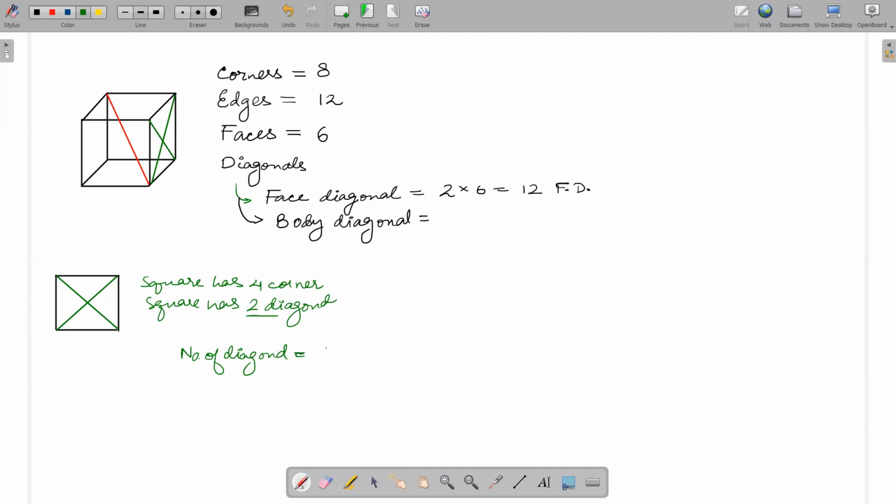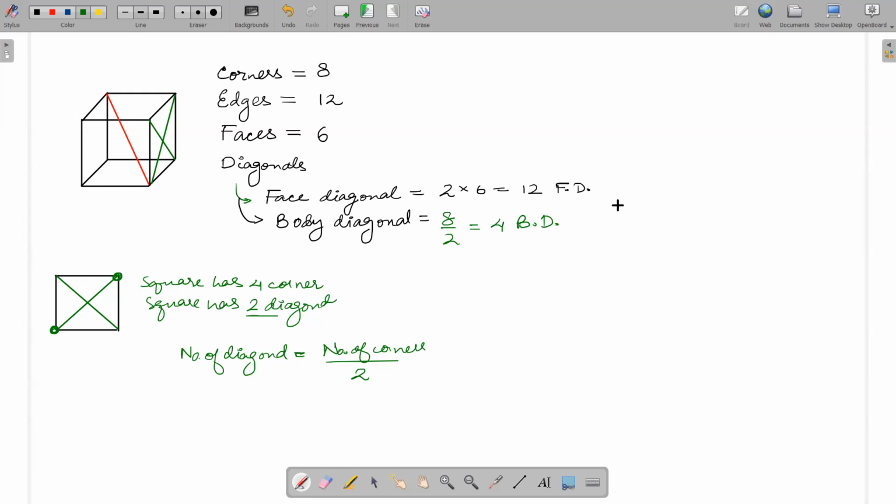So the number of diagonals is equal to the number of corners divided by 2, because for each diagonal you need 2 corners. Right? So for body diagonals, how many corners are there? There are 8 corners. So 8 by 2 is equal to 4 body diagonals. Yes, 4 body diagonals. Okay. Everyone, did you understand 4 body diagonals?